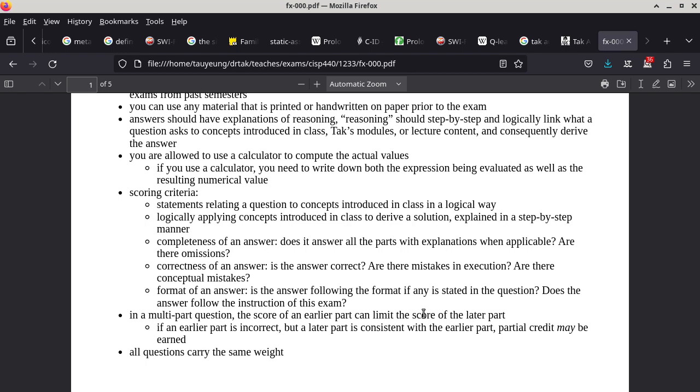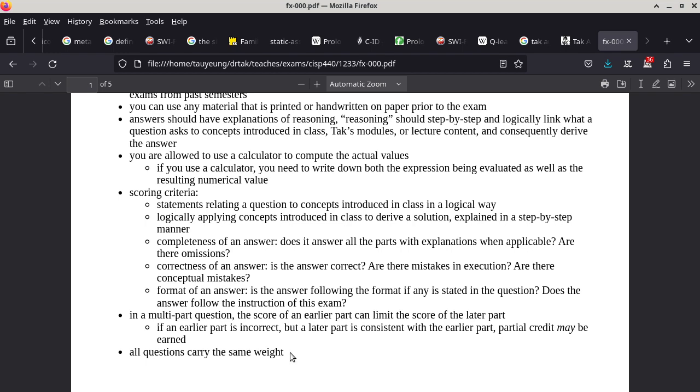The rationale behind that is I can see how I, myself, can abuse the partial credit thing: I have no idea what the answer to this part is, so I make up an answer for it, knowing that I can then derive everything after that and get full points for all of those. So this whole thing about dependency is basically to make sure that people like myself, not you, but myself, cannot abuse the partial credit system. So that's why we have that criteria. All questions carry the same weight, which I intend to keep as well.